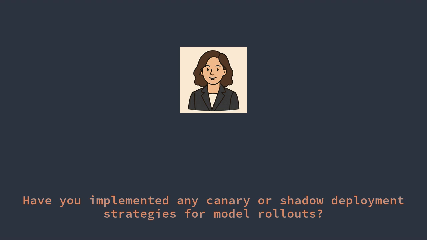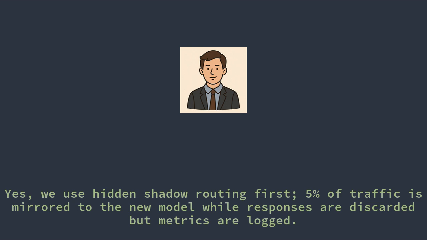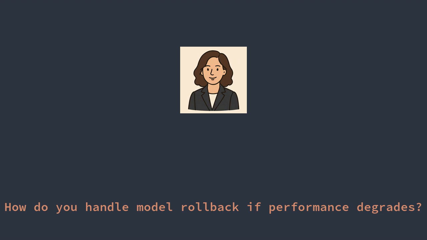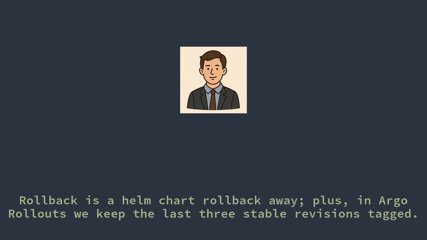Have you implemented any canary or shadow deployment strategies for model rollouts? Yes. We use hidden shadow routing first. 5% of traffic is mirrored to the new model while responses are discarded, but metrics are logged. How do you handle model rollback if performance degrades? Rollback is a Helm chart rollback away. Plus, in Argo Rollouts, we keep the last 3 stable revisions tagged.